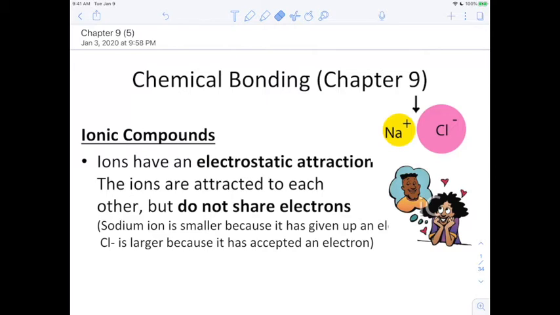So they do have what we call electrostatic attraction, and I want you to know this as a vocabulary word. And that just means it's the attraction of positive and negative charges, and they do not share electrons. Another very important thing that I want you to know about our ionic compounds. They don't truly share electrons. So any questions so far about our ionic compounds?